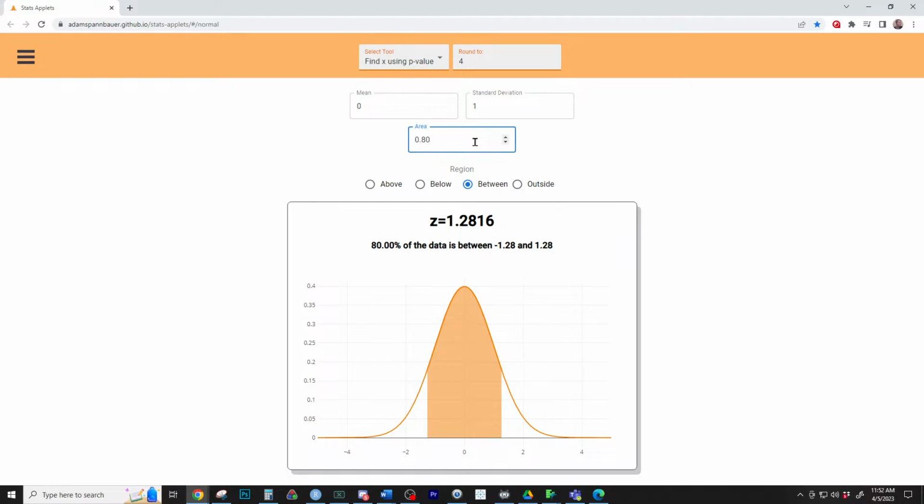80%, 1.2816, 90%, 1.6449. Ooh, I got it wrong. 95, 1.96, and so on. I'm just going to stop saying numbers. You can see it gets wider right there.